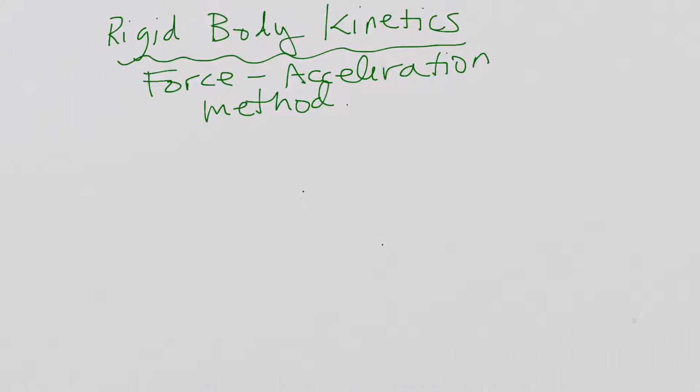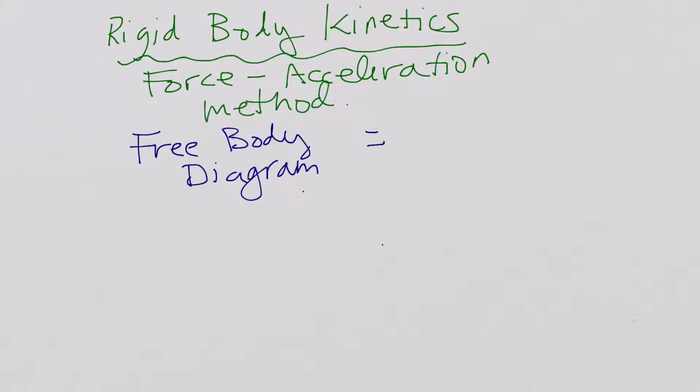So basically with this, we'll use sort of a similar method. We're going to look at whatever the system or the mass or the thing is that we're looking at, and we're going to set the free body diagram equal to the kinetic diagram.